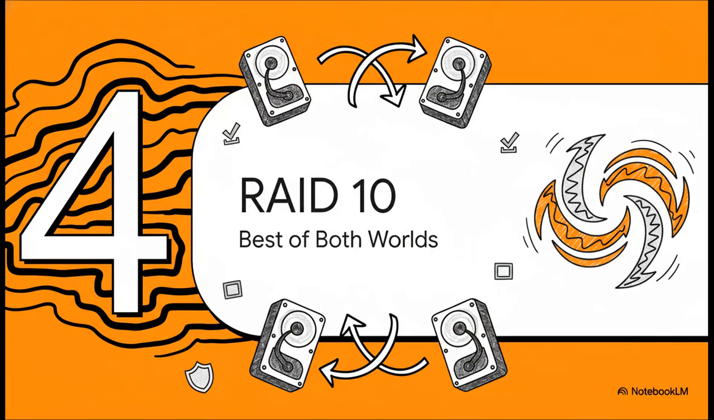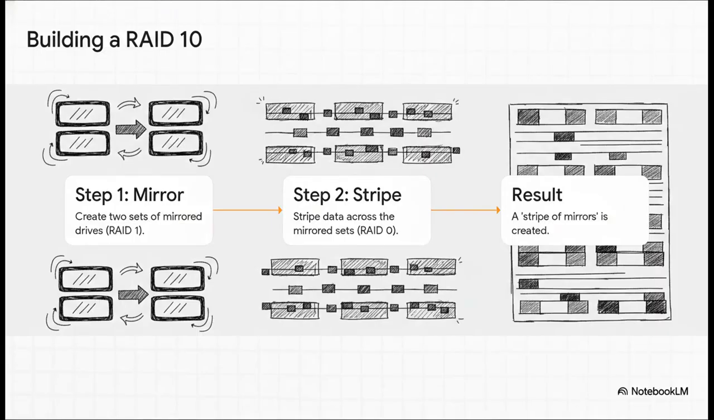But what if you need it all? What if you want the absolute maximum speed and the maximum redundancy, and maybe cost isn't your biggest worry? Well, that's where you find the top tier of RAID. RAID 10, often called the best of both worlds. The name RAID 10 is actually a huge hint. It's literally RAID 1 plus RAID 0.